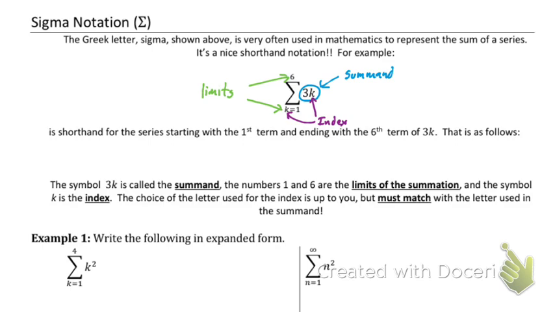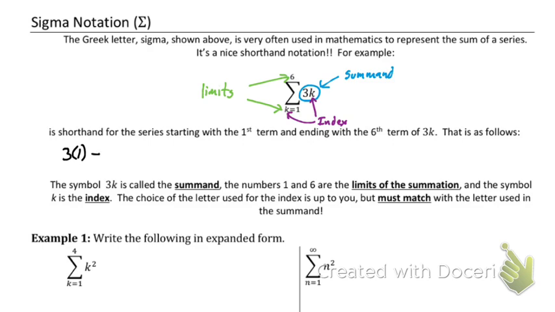So we're going to take k equals 1 and plug it into that 3k. This right here is shorthand for what I'm about to show you. Let's go back to that black. Our equation is 3k. The first one we're going to plug in is 1, so we're going to have 3 times 1.